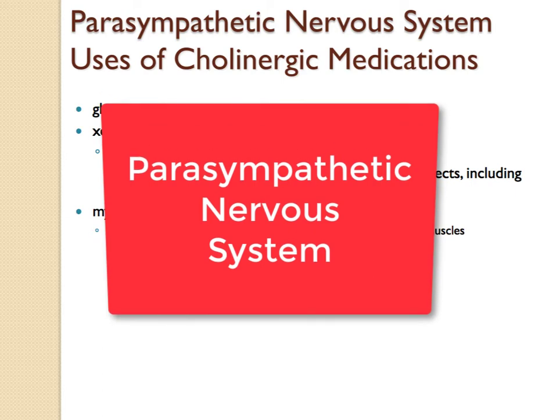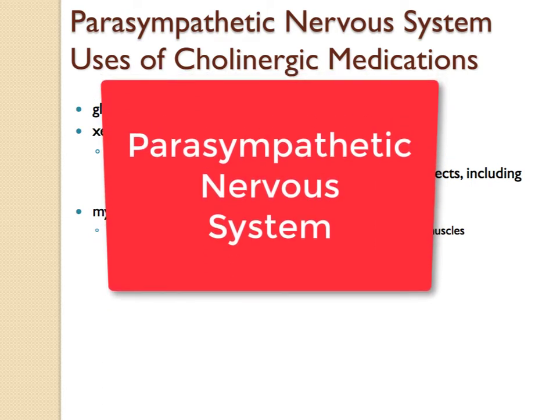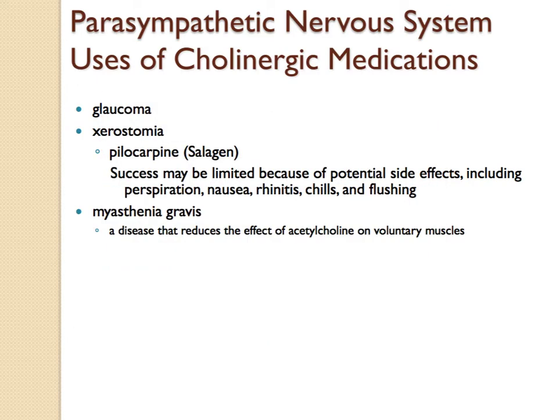Okay, switching gears, we're talking about the parasympathetic nervous system, and then we're going to talk a little bit about the uses of cholinergic medications. They can be used in ophthalmic drops, like pilocarpine can be used to treat glaucoma. Pilocarpine can also be used in a tablet form to treat dry mouth.